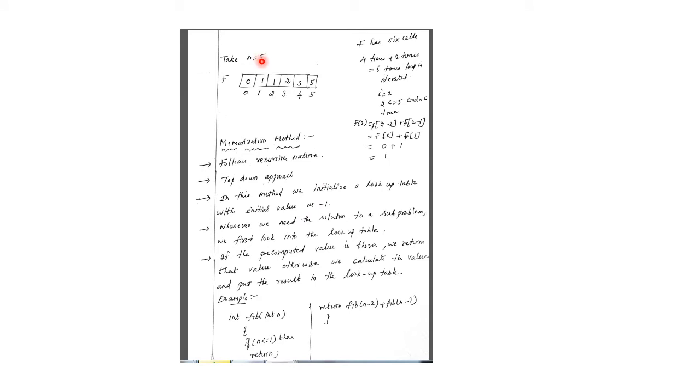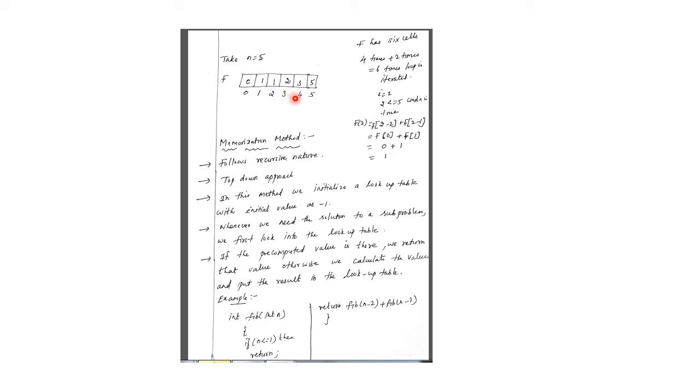If we take the value of n equal to 5, then the Fibonacci function here will have 6 cells. That means 4 times it is iterated in the looping function and 2 times it is iterated in the initialization part. So totally 6 times the loop is iterated. So the function f has 6 cells.